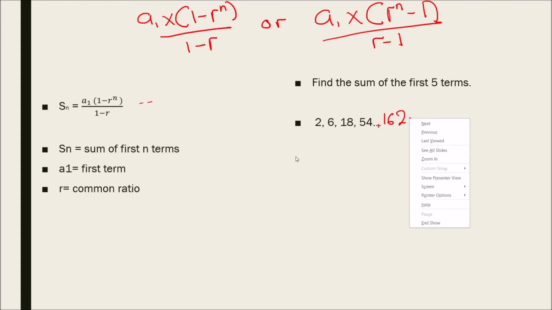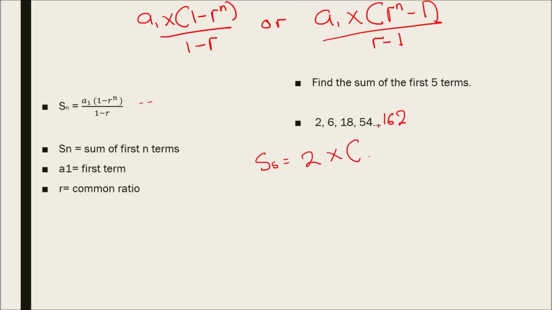Okay, find the sum of the first 5 terms. So S5 will be, what's our A1? Our A1 is 2 times 1 minus, our R is 3. Let me just prove that A2 over A1 is R. So 6 over 2 will give me 3. Just to show you how we get R again.